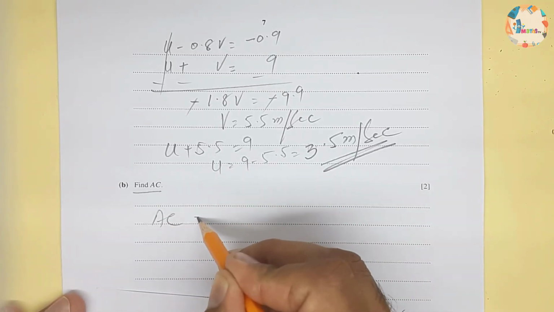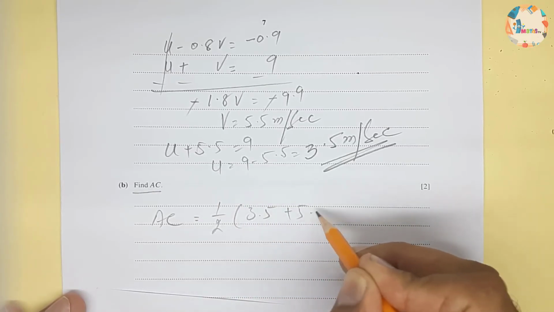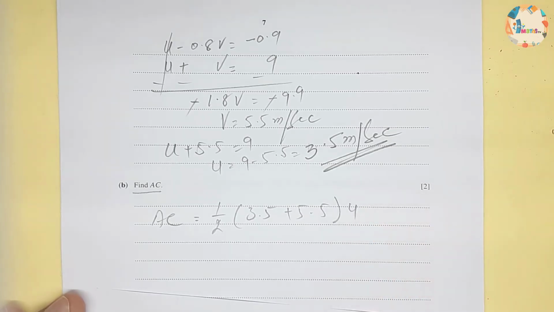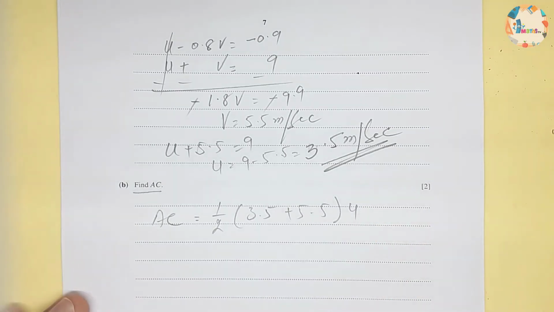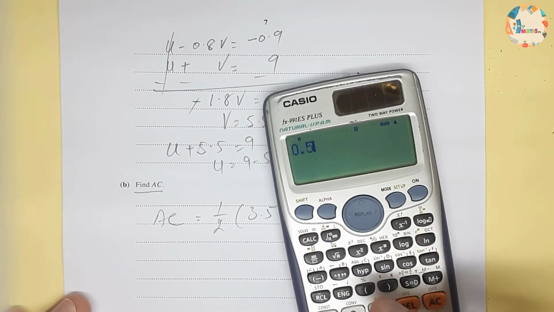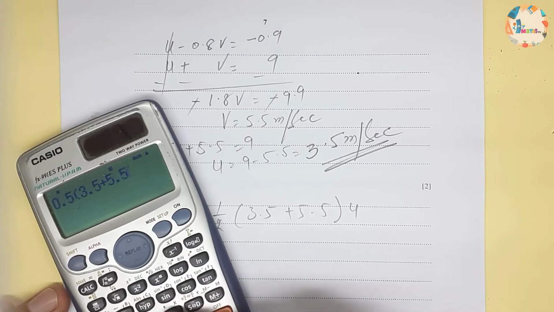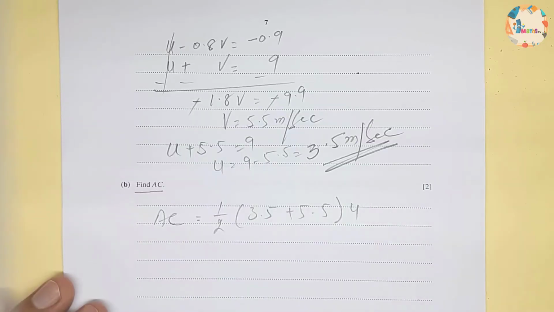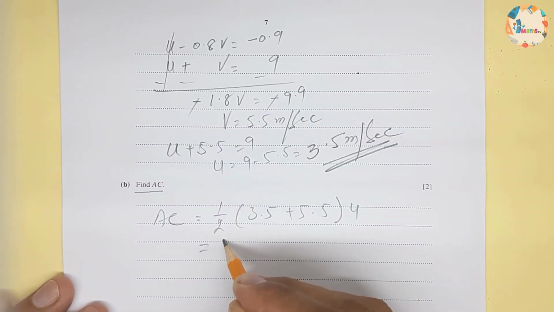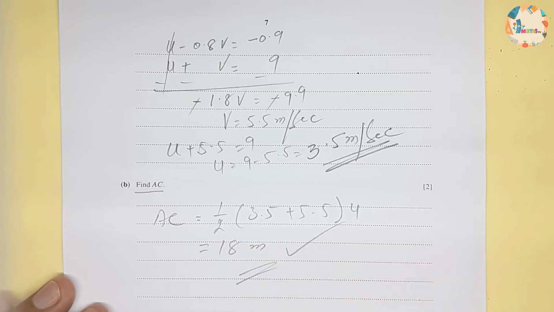So AC will be equal to 1 by 2 into 3.5 plus 5.5 multiplied by 4. If we simplify this with the calculator, it will be 0.5 into 3.5 plus 5.5 and multiply by 4 as well. So this will be equal to 18, so this will be 18 meters. Hopefully you understand this part.